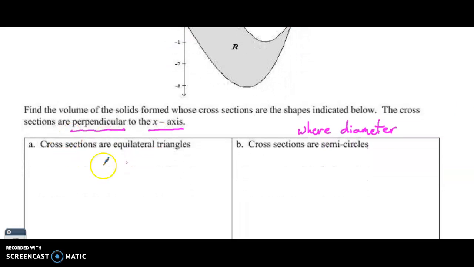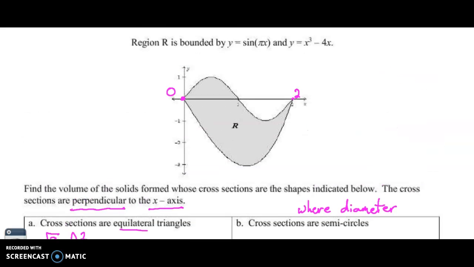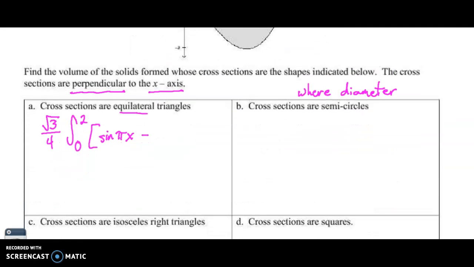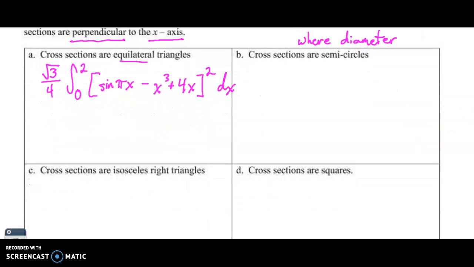But what this boils down to, if we're doing equilateral triangles, then it's going to be √3/4 times the integral from A to B. Well, we don't need A and B anymore because we know that they intersect at 0 and 2. And then the upper function is sine of pi x, and the lower function is x cubed minus 4x. But we have to subtract, so make sure you distribute that minus in there. That quantity squared dx. And really all of this work is going to be the same.